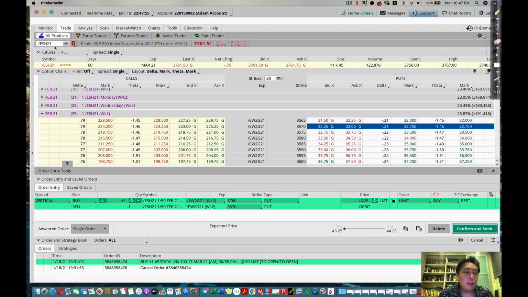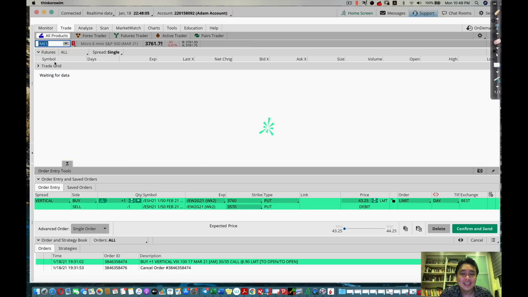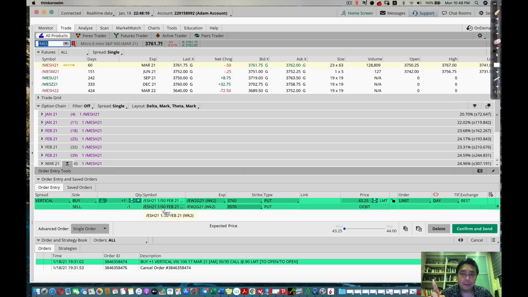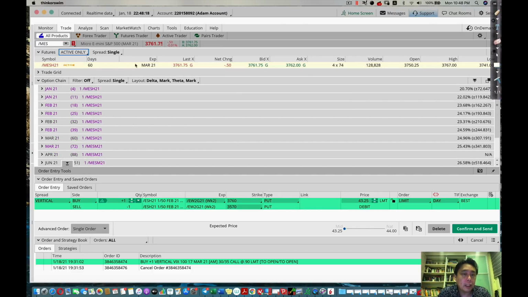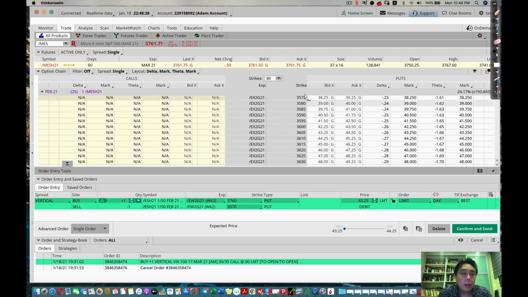Okay, so the micro E-mini futures will be /MES. So this is the budget one, the budget futures. The way you trade it is exactly the same, except instead of multiplying by 50, you multiply by 5. Again, just look at the active contract, which will be expiring in March. Everything is the same. So again, let's say we want to trade this one, expiring in 25 days, open it up. So we buy a put at the money, 3760.